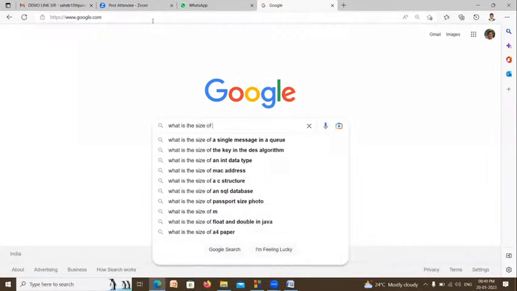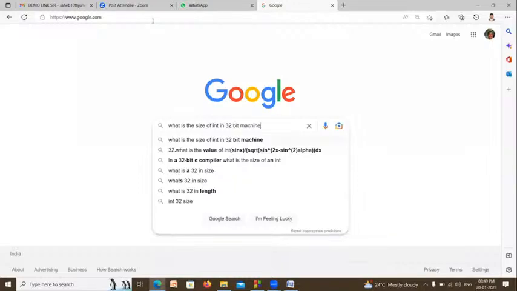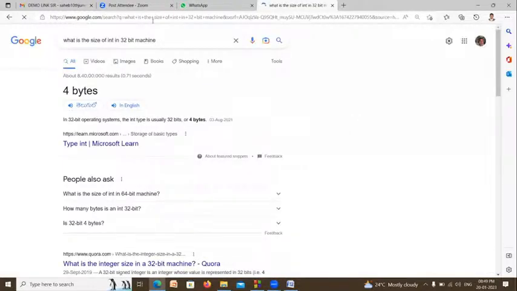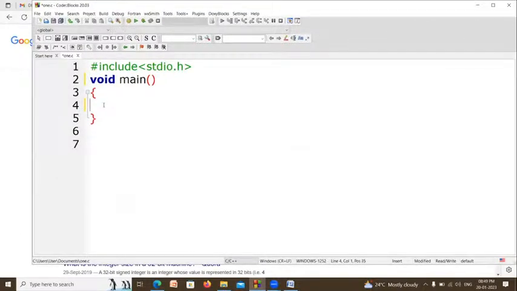What is the size of integer in a 32-bit machine? 4 bytes. No, actually, it's 2 bytes. Why? Because I will tell you. I will test you in C language. I will test you. Okay, right?